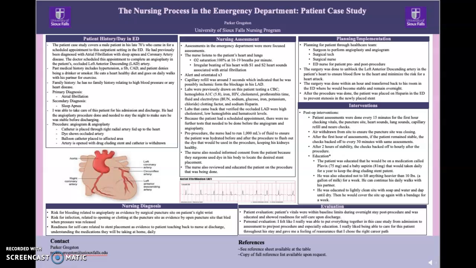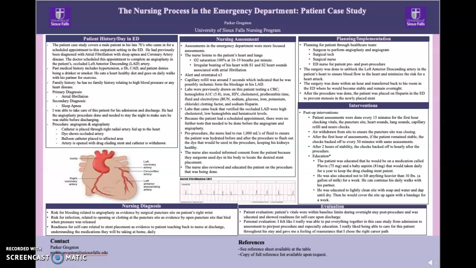Labs were previously drawn on this patient. Every patient that comes into the ER is required to have labs drawn, but his labs showed the doctor that he did in fact have an occlusion in his heart, and this is why he was here today for the angiogram and angioplasty.